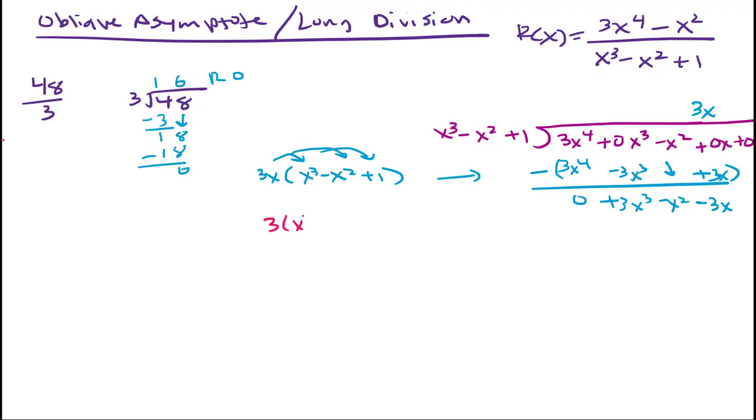So 3 times x cubed minus x squared plus 1. So I distribute that. So that gives me 3x to the third minus 3x squared plus 3. Okay. All right. So then I subtract.